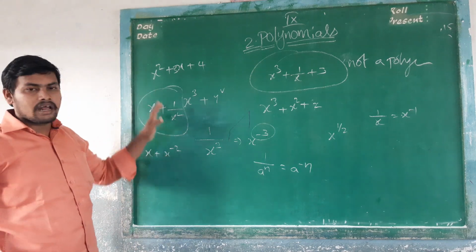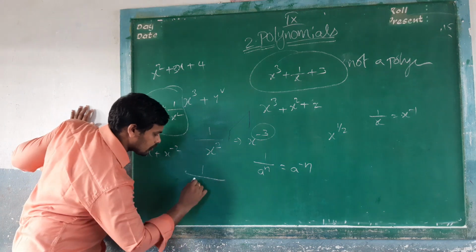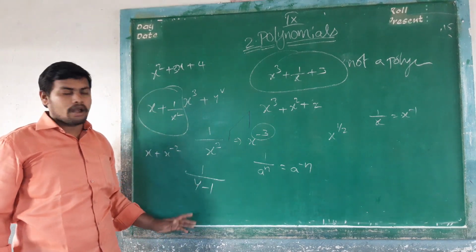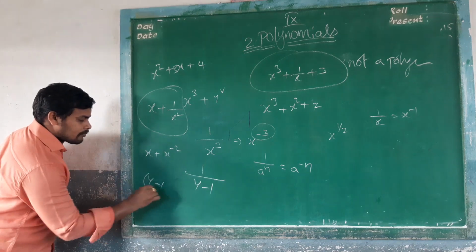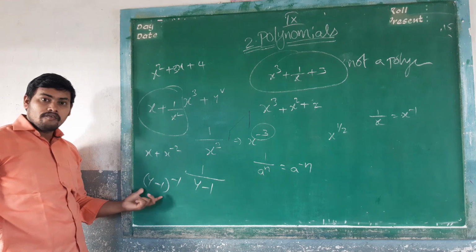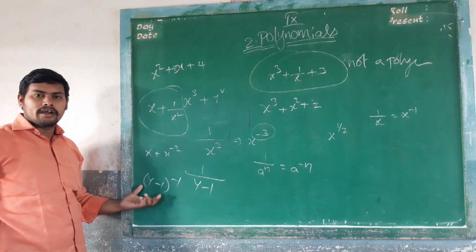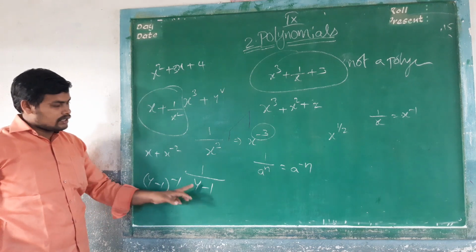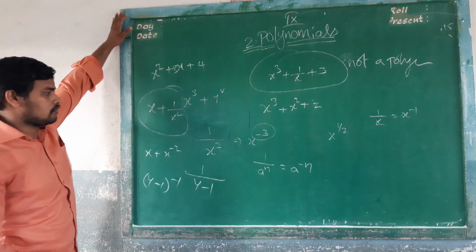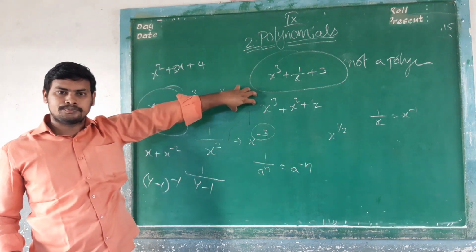Okay. So these are all about which is a polynomial and which is not. Suppose 1 by y minus 1. Is it a polynomial? It is not a polynomial. 1 by y minus 1 can be written as y minus 1 whole power minus 1. It is in fraction format, so it is not a polynomial. Here the variable is y. Now let's move on to the next one. These are all the rules for polynomials.